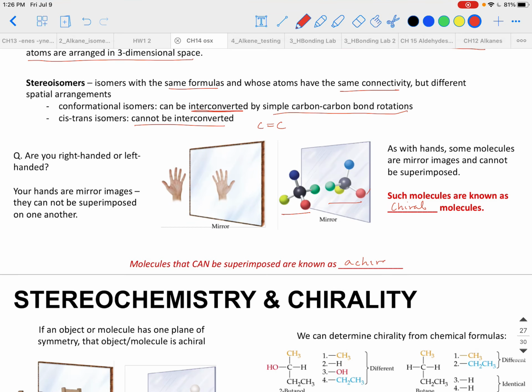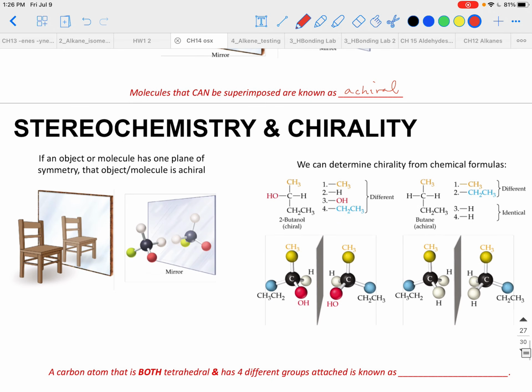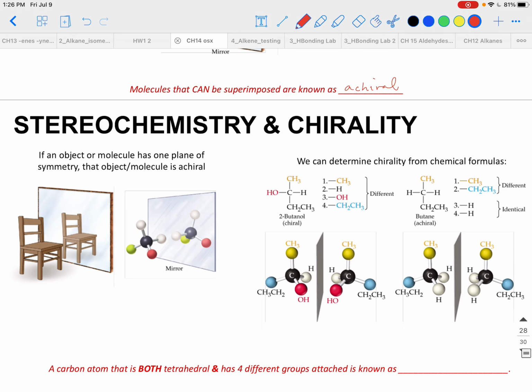All right, this is what we covered. Now let's get to some new stuff. How do you determine if something is chiral or not? One way that helps you do this is if you understand planes of symmetry. If a molecule or an object has a plane of symmetry, then that molecule is not chiral. It is achiral. Chairs, for example, have a plane of symmetry right down the middle. Both sides of this chair look exactly alike, and it is not chiral for that reason. Chiral means there are no planes of symmetry.